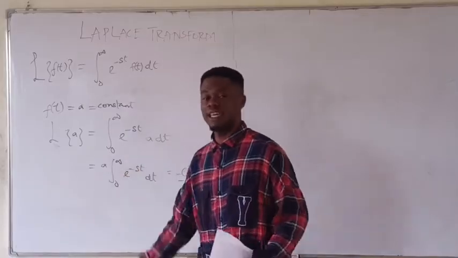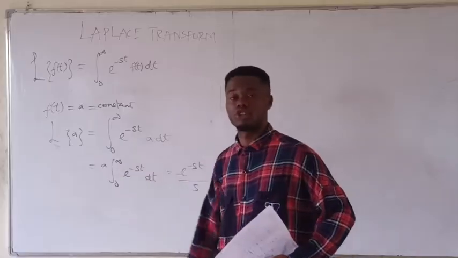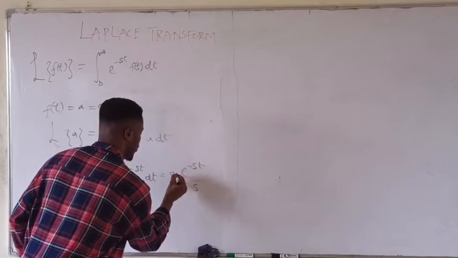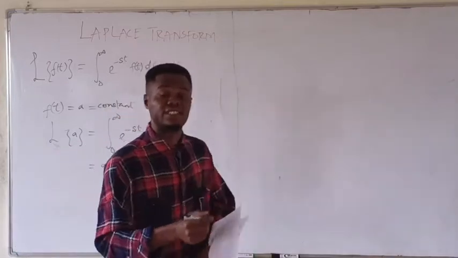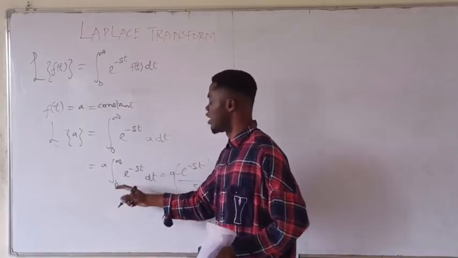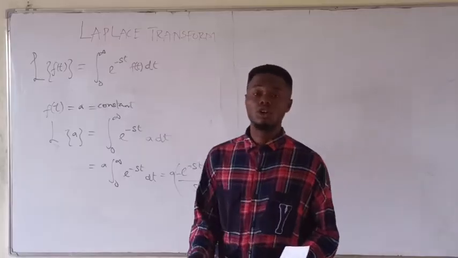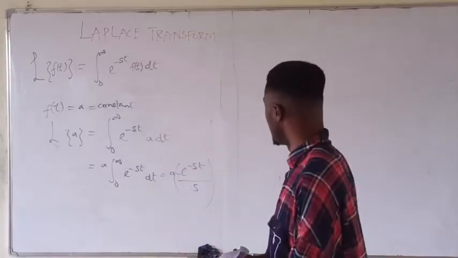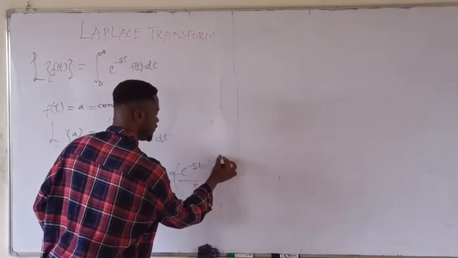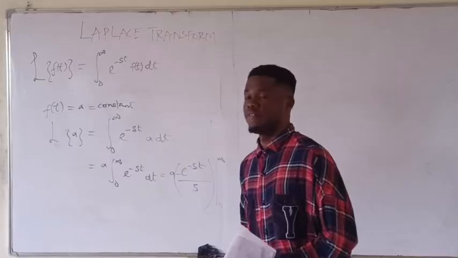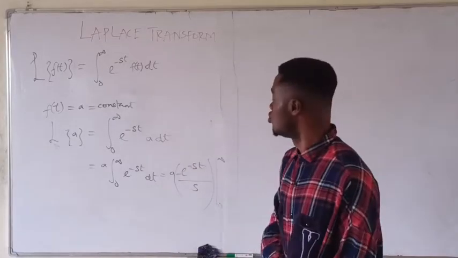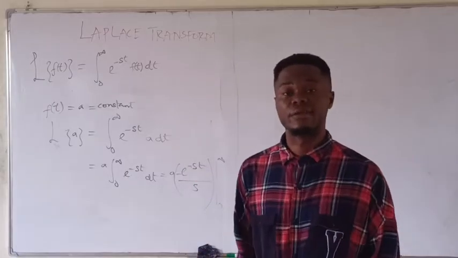But remember that a multiplied the entire function, so we are going to use a to multiply this entire function. So this is the value of the integral after we solve it. But remember that the limit of this integral is from 0 to infinity. So we are going to plug the limits into what we integrated.